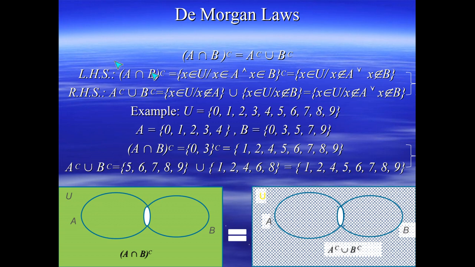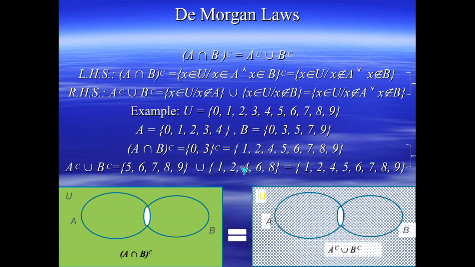All right. And what is the right-hand side? A complement union B complement. Let's form A complement, which is not A. We don't take 0, 1, 2, 3, 4. We take the others, 5, 6, 7, 8, 9. All right. What is B complement? This is B not. So we don't take 0, 3, 5, 7, 9. We take 1, 2, 4, 6, 8. So B complement, B not, we don't take 0, 3, 5, 7, 9. We take 1, 2, 4, 6, 8.